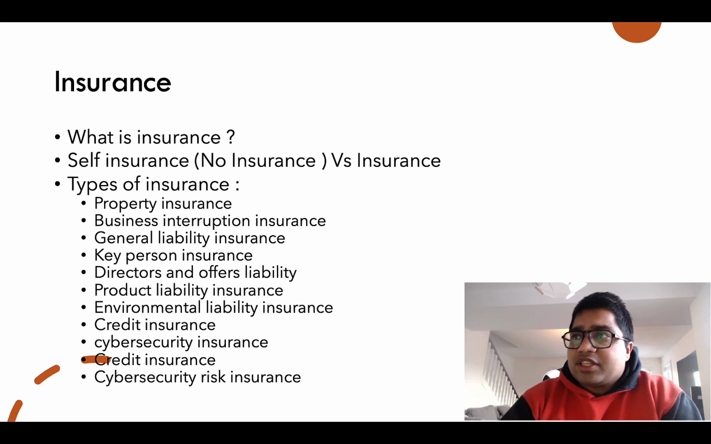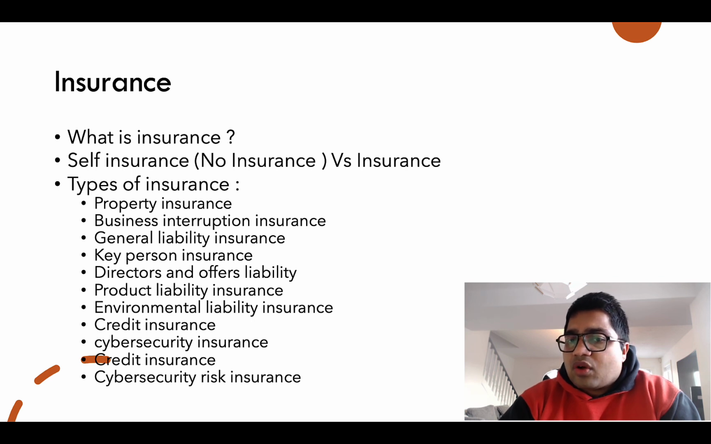Then key person insurance protects some key people in the business. For example, Tesla is a business that is run by Elon Musk. Now Elon Musk is very important for the success of Tesla. So Tesla has a big key person insurance policy on Elon. So if something happens to Elon, Tesla gets paid.